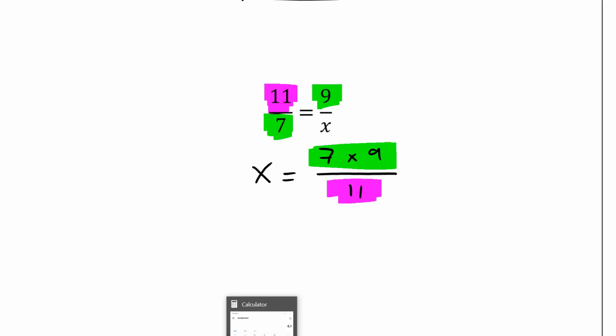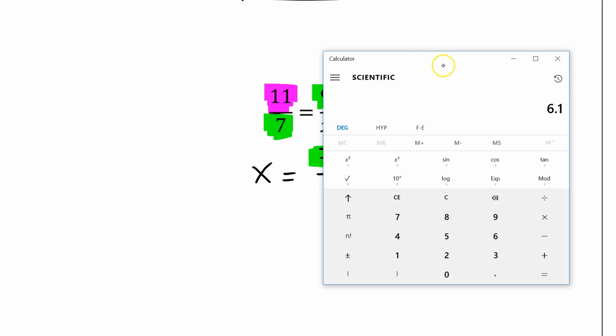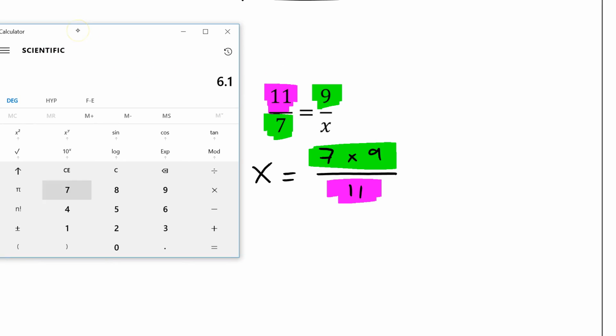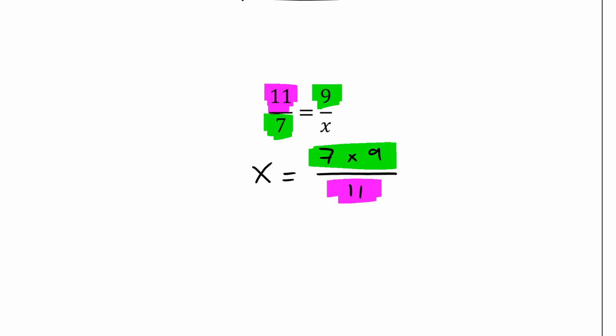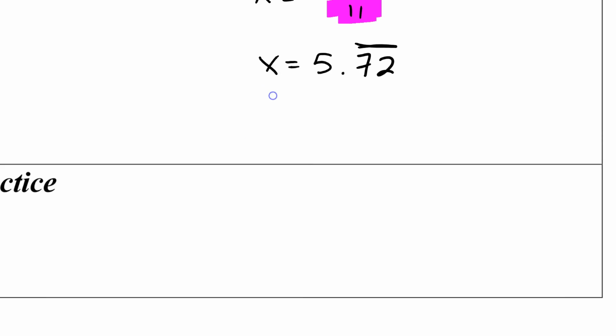Now, my answer here is going to be 7 times 9, divided by 11 equals. That's not a really big number, but it's a long number. 5.7272727272. The way that I'll express that is x equals 5.72 with a repeating bar on top. All right, well, there you go.